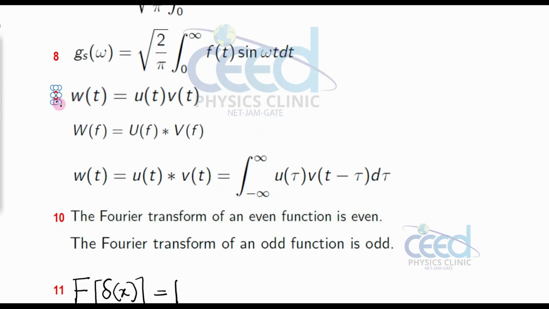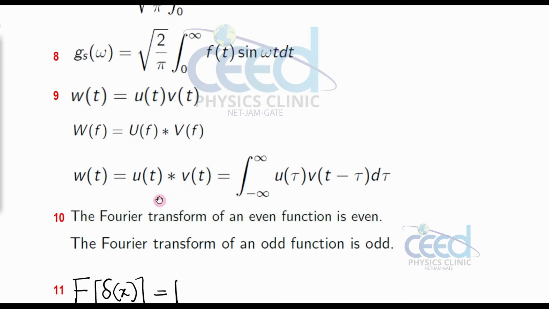Okay, w of t is equal to the product of two quantities, u of t and v of t. Now if I represent its Fourier transform with capital W of f, and the Fourier transform of u of t is u of f, and the Fourier transform of v of t is v of f, then if you have a product of two functions, the Fourier transform will be the convolution product of u of f and v of f. What is a convolution product? That we will discuss.